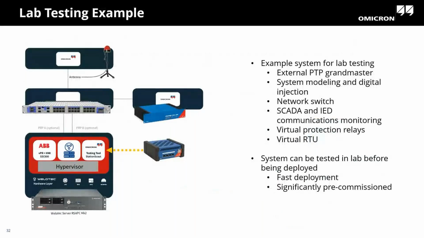So then here is an example as well that hopefully gets your gears turning a little bit about what might be possible in the future. This is an actual system setup that we've implemented, where you can see that we had a server that was running virtual relays through a hypervisor, a virtual RTU, and then even a virtual version of our testing tool, Station Scout. So this is a system that you could use in a lab environment, but it's also theoretically the exact system that you would deploy in the field.